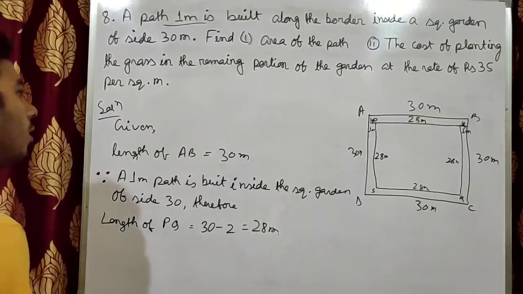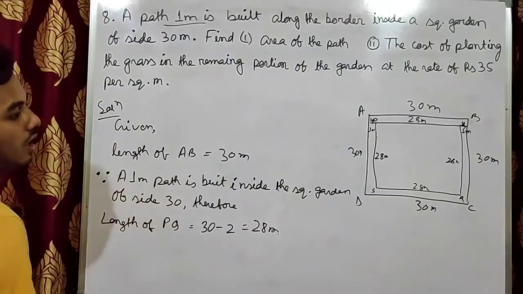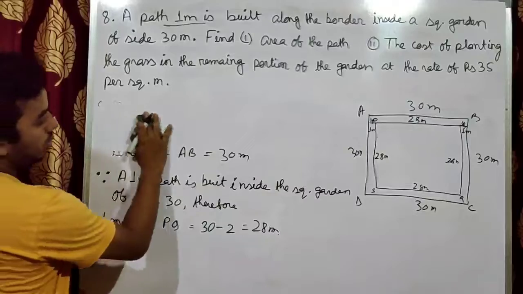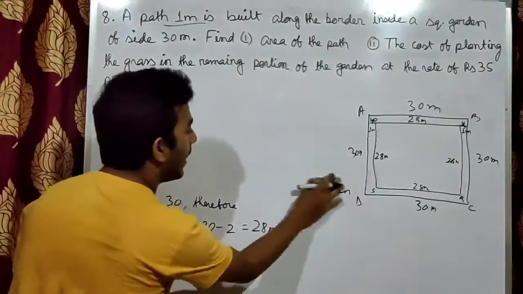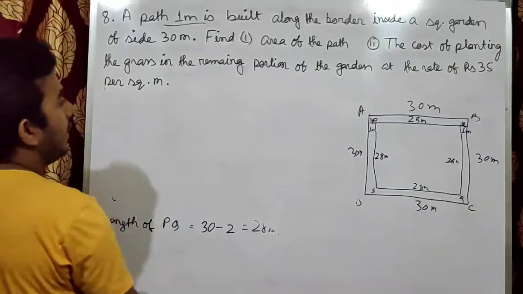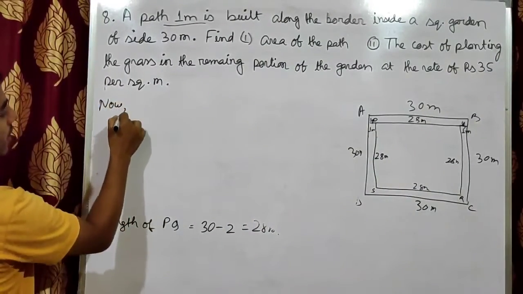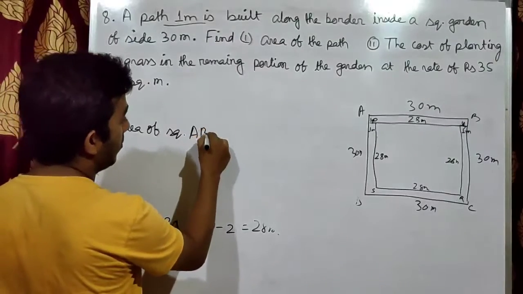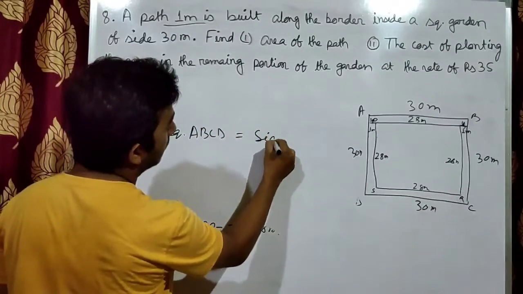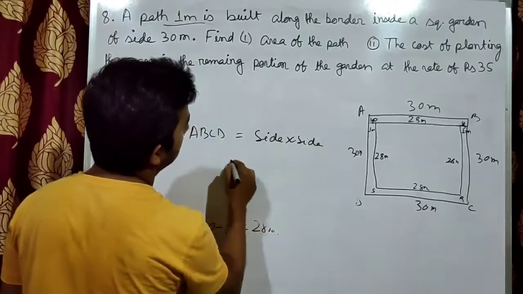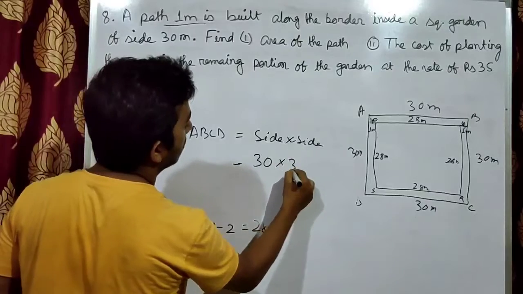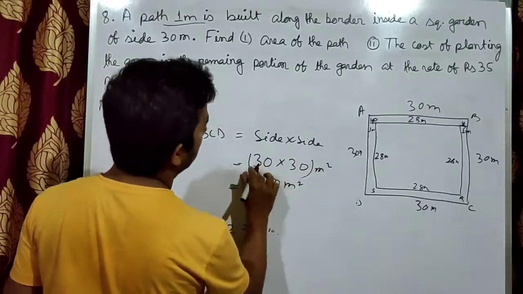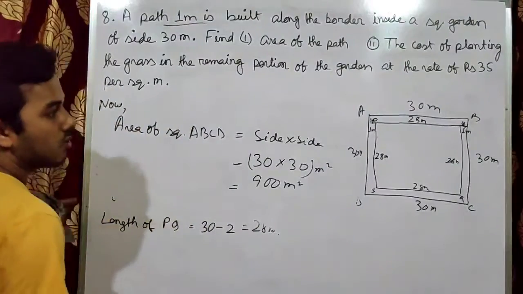Up to this clear? Now we have to find out the area of the square ABCD as well as the area of square PQRS. So do we know the area of a square formula? Yes, we know it is side into side or side square. So let us find out now the area of square ABCD equals side into side. So our side is 30 into 30. So it is 900 meter square. 30 into 30 is, look here, 3 into 3 is 9, then these 00, 900 meter square.